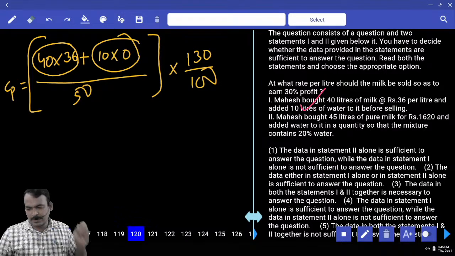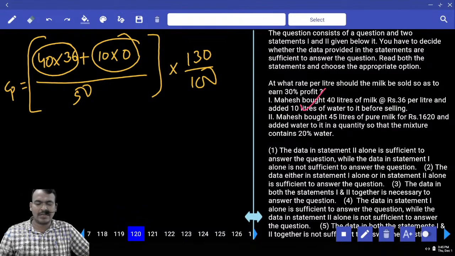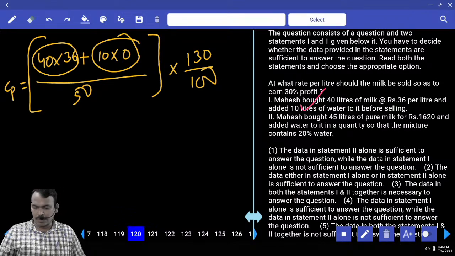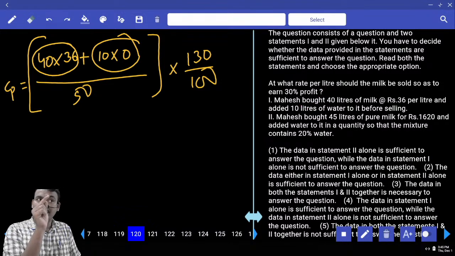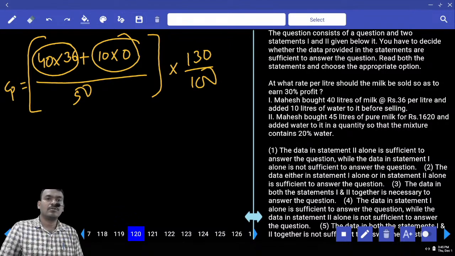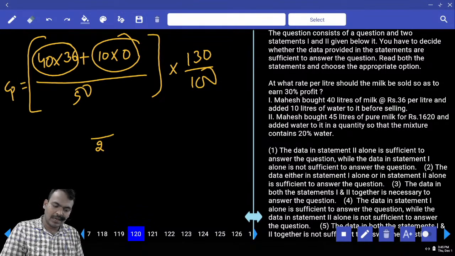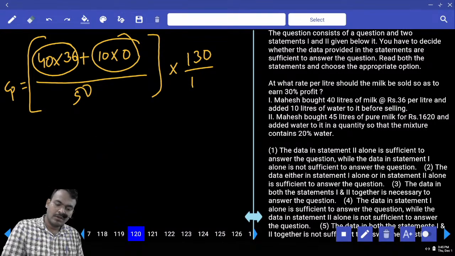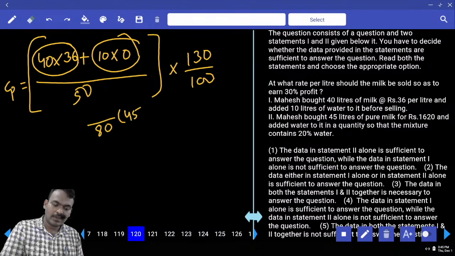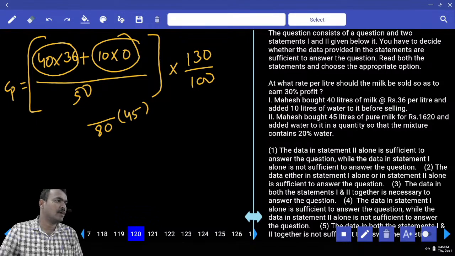Mahesh bought 45 liters of pure milk for how many rupees? 1620, and added water to it in a quantity so that the mixture contains how much percent water? 20%. How many liters of milk is added to water? 45 liters. After adding the water, out of the mixture, water is how much percent? 20% or not? 20% is which one? Water. Remaining 80% is which one? Milk or not? Means 80% value is given as how many liters? 45 liters or not? Yes or no?